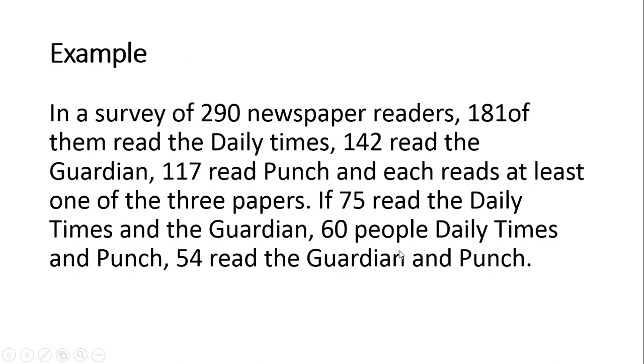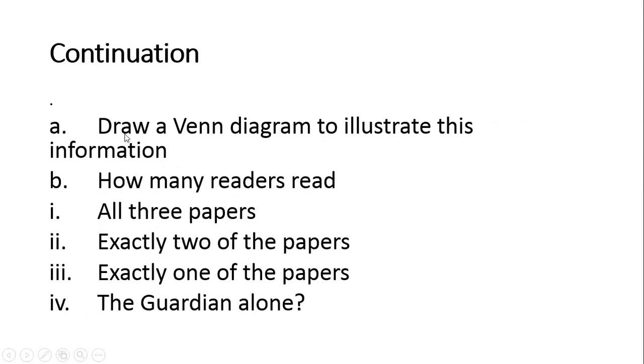In a survey of 290 newspaper readers, 181 of them read the Daily Times, 142 read the Guardian, 117 read the Punch, and each read at least one of the three papers. If 75 read the Daily Times and the Guardian, 60 read Daily Times and Punch, 54 read the Guardian and Punch. (a) Draw a Venn diagram to illustrate this information.